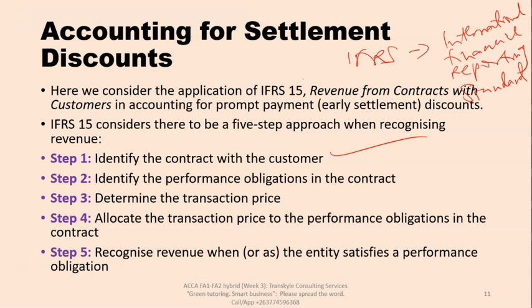Then there is also step number 2, identify the performance obligation in the contract. What is it we want to deliver? It should be very clear, that performance obligation which you have to satisfy. Then determine the transaction price. We need to determine the transaction price. Then allocate the transaction price to the performance obligation in the contract. Lastly, we have to recognize revenue when or as the entity satisfies the performance obligation.